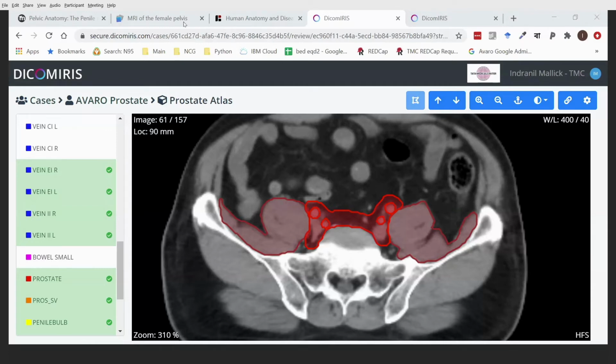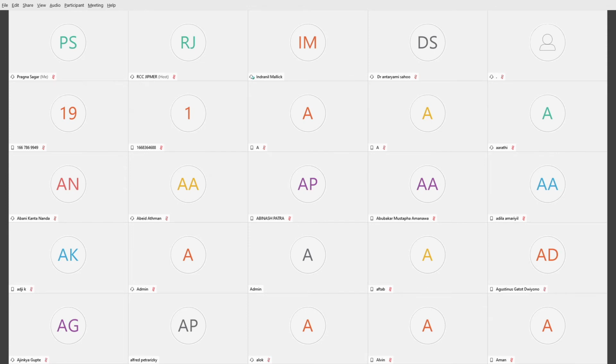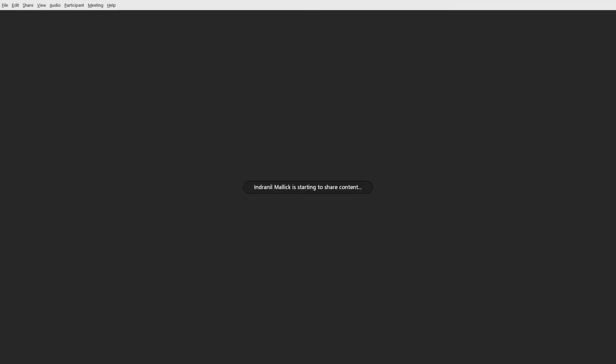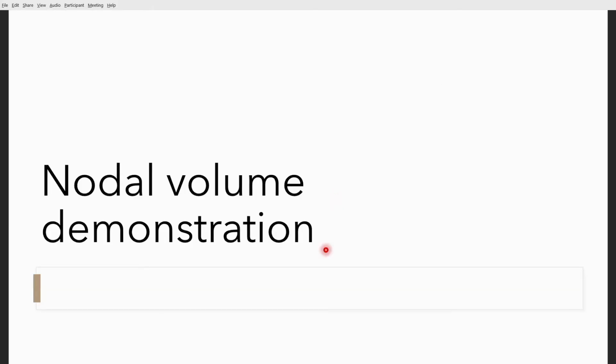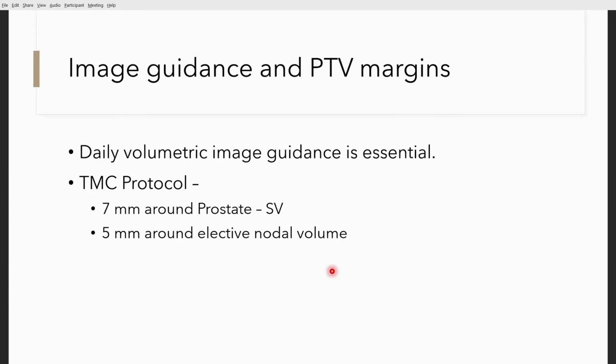Now, very, very important, without going into any fuss, it is absolutely clear that daily volumetric image guidance is essential. If you're going to do IMRT or SBRT for prostate cancer, you cannot escape doing daily imaging, daily volumetric imaging, daily imaging with a cone beam or a fan beam CT scan. The Tata Medical Center protocol for PTV margins is 7 millimeter around the prostate and seminal vesicles and 5 millimeters around the elective nodal volume.